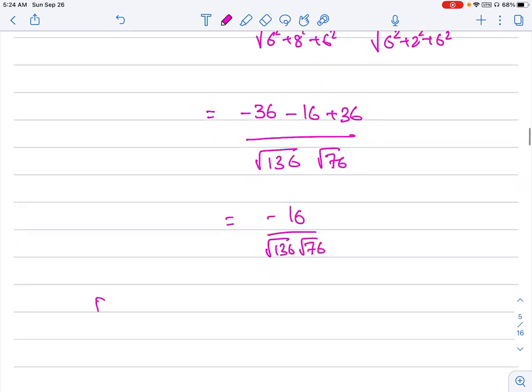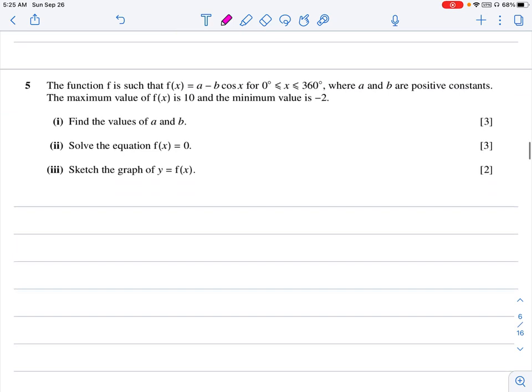So when I use the calculator, angle APN is equal to cos inverse of negative 16 upon square root of 136 times square root of 76. Take out the calculator and do that. It comes to something around 99 degrees. So the answer is 99 degrees. That's question number 4. Coming to question number 5.